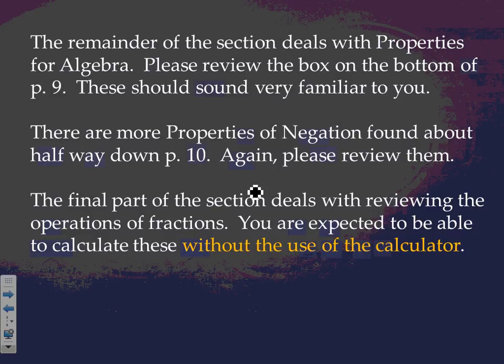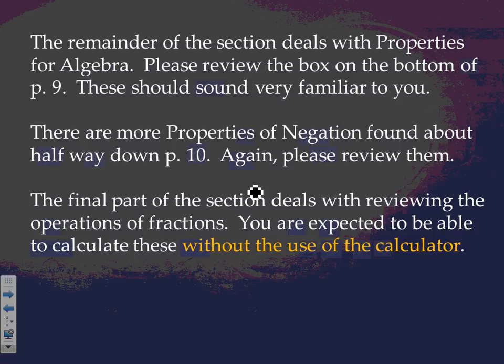Now, the rest of this section deals with properties for algebra. So please turn to page 9 and review the box that is on that page. Notice all those properties listed there. I did not retype them all into a slide. I figured you guys could look at page 9 in your book and see them for yourself. Those names should sound familiar. Commutative property, associative property, distributive, identities, inverses, and such. They are properties that you have talked about off and on all the way since probably about 3rd and 4th grade.